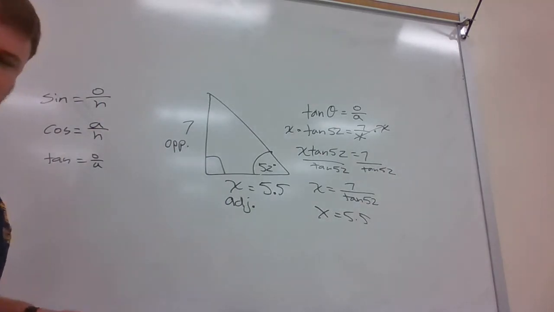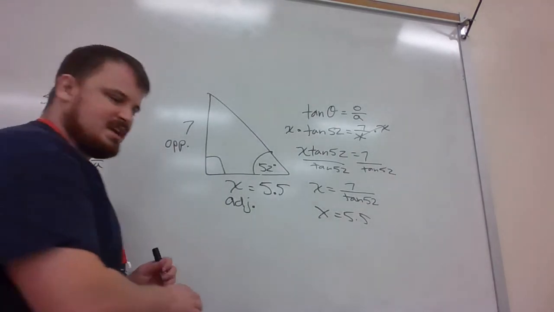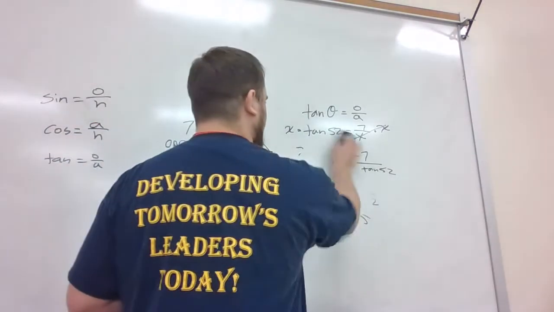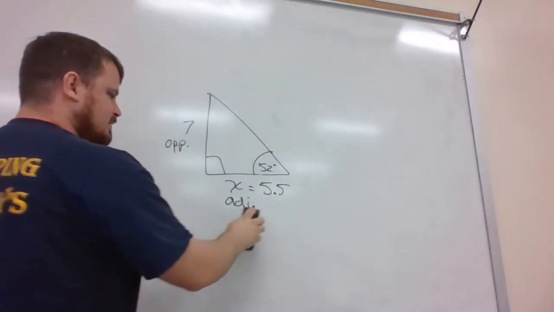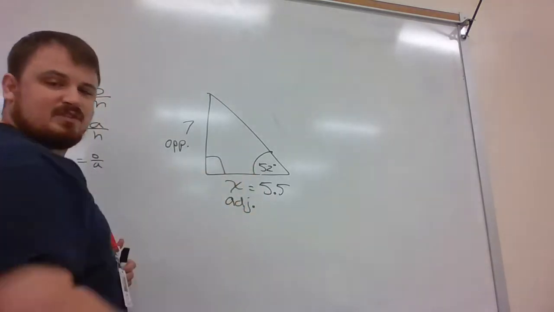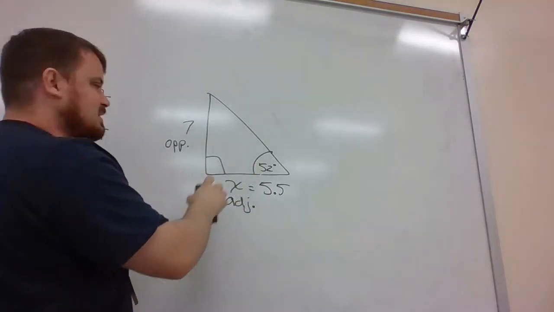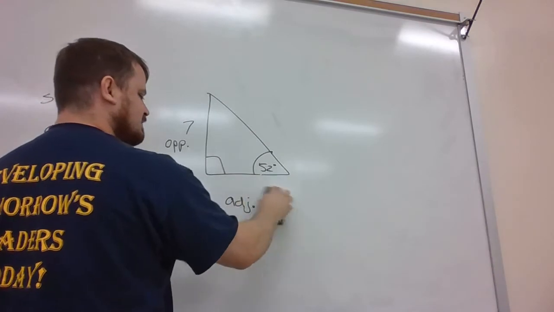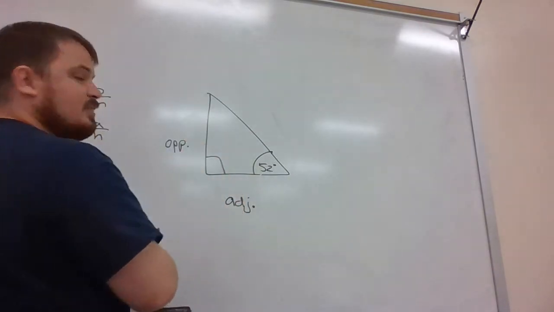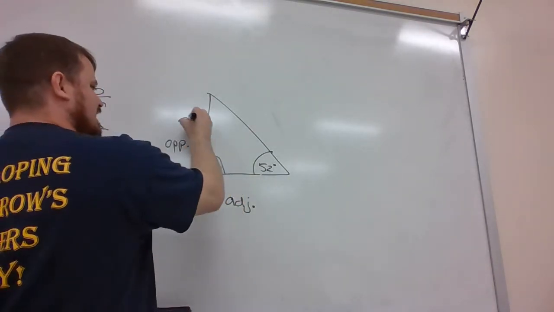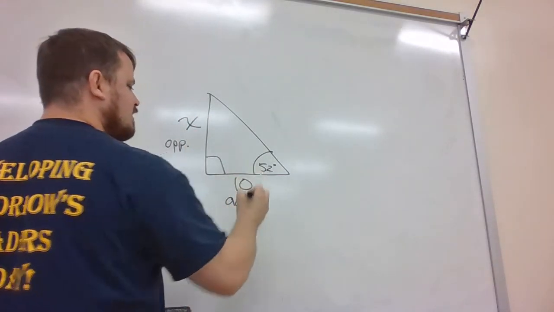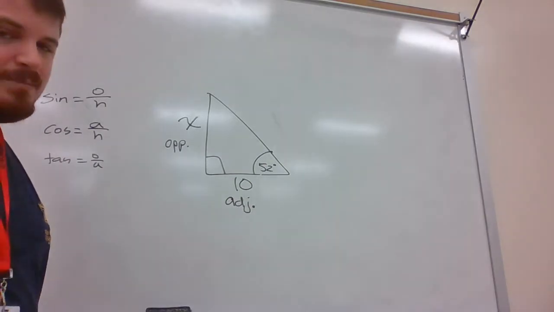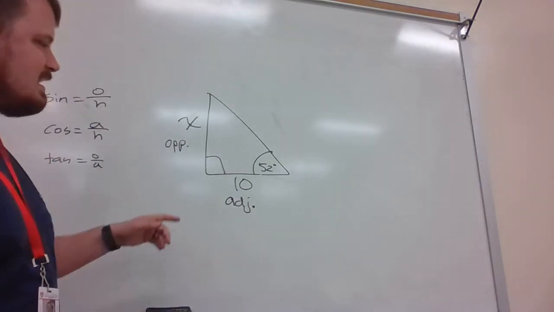Let me do one more problem. Let's just go ahead and take the same type of problem. What I'm going to do now here will be a little bit easier in the problem solving. We're going to use the same 52 degrees, adjacent, opposite, but this time let's say, so I'll just make something up here. This time the opposite will be x that we need to solve for. The adjacent will be, let's just say 10.